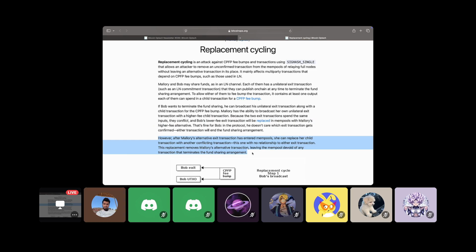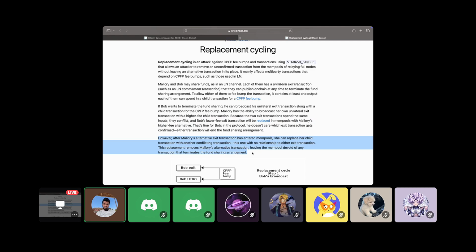State one was that Bob broadcasted his commitment transaction. State two was what? Mallory broadcasted her version of the commitment transaction with the higher fee. So the miners evicted Bob's transaction and included Mallory's transaction in the mempool. Now what does Mallory do? Mallory broadcasts another transaction, right? Mallory broadcasts another transaction which is completely unrelated to this multi-party transaction that Bob and Mallory co-own, right? Bob and Mallory co-own a multi-party transaction which is parked in the 2-of-2 multi-sig.